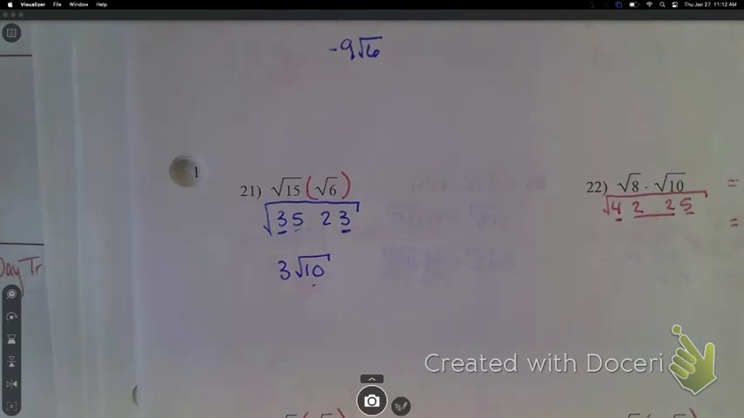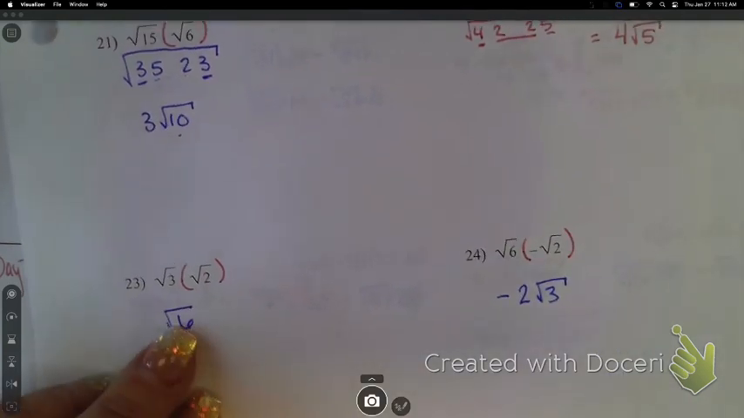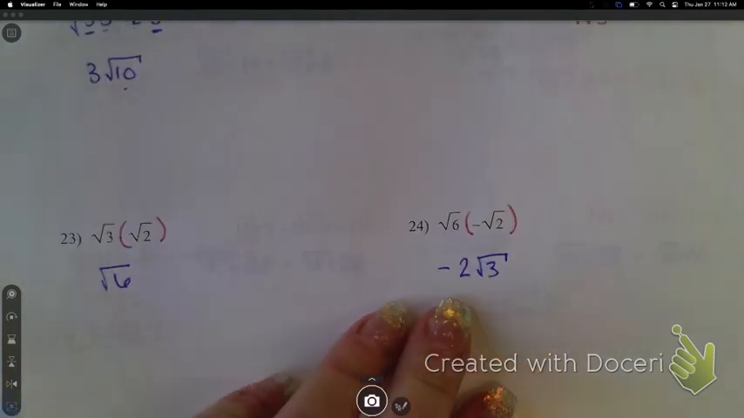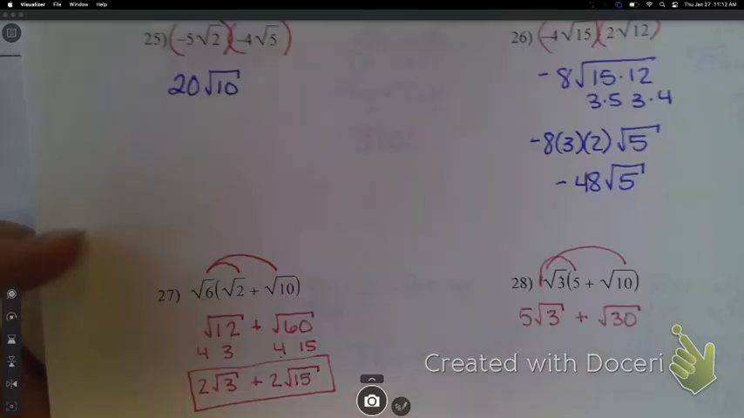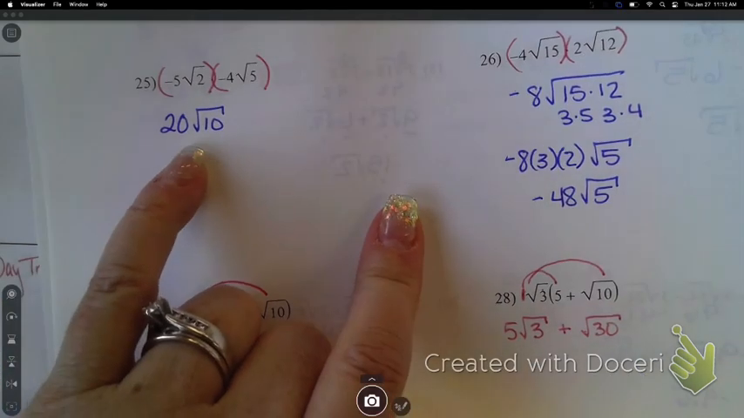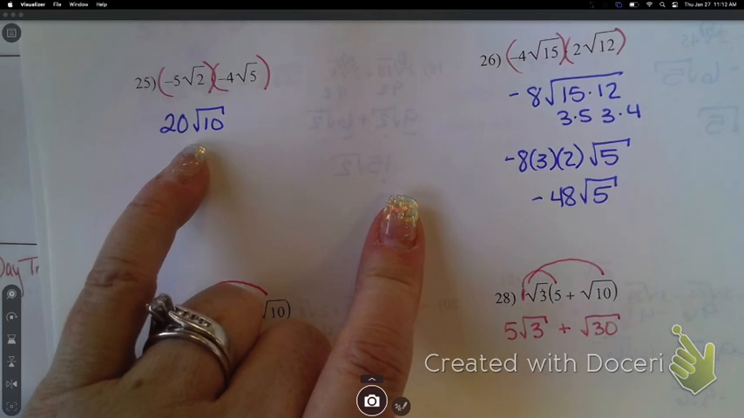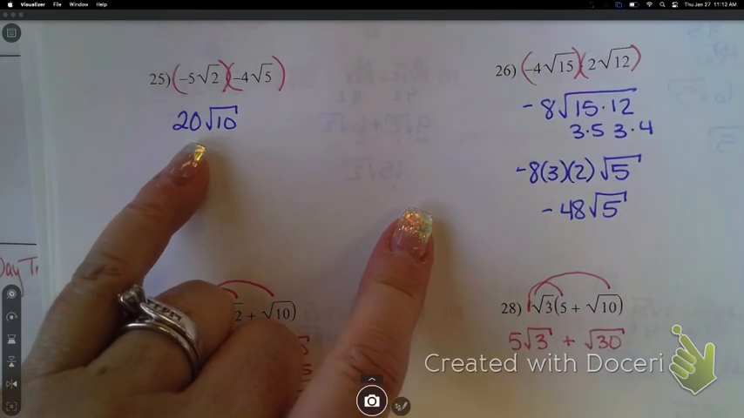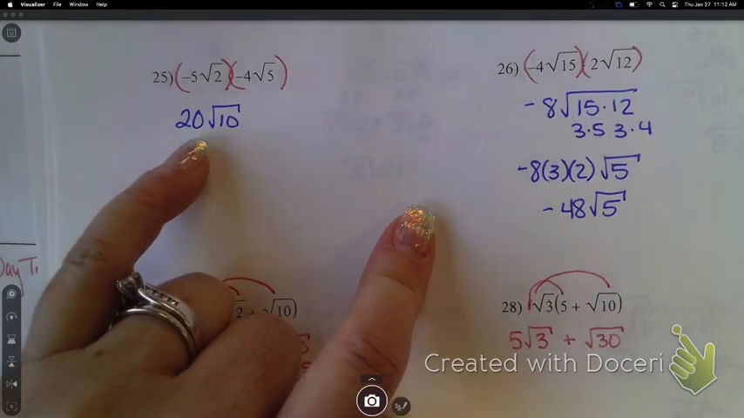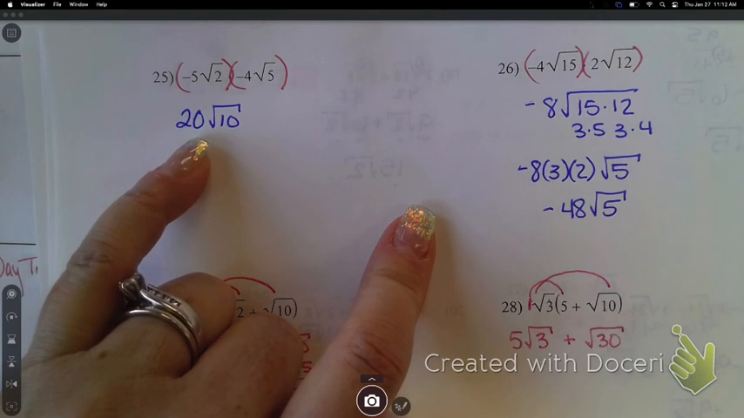Okay, 23 is just 2 times 3, which is what? 6. Square root of 6. Okay, 24. Are we good on 24? Okay, next page. 25 over 9. Okay, 25. Look at what you did and see if you can find out what you did wrong. Everyone got 23 right? 25 is 20 square root of 10.